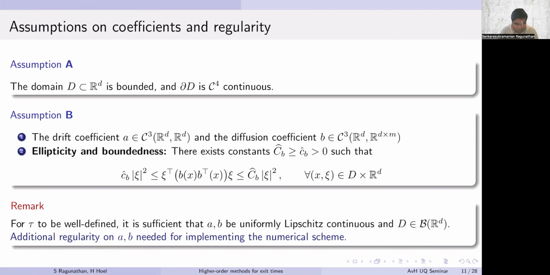And it is important to note that for the exit time to be well defined, it is sufficient that the coefficients be just uniformly Lipschitz continuous, but we impose these conditions here because this is needed for the numerical scheme as such in order to implement the 1.5 order scheme.